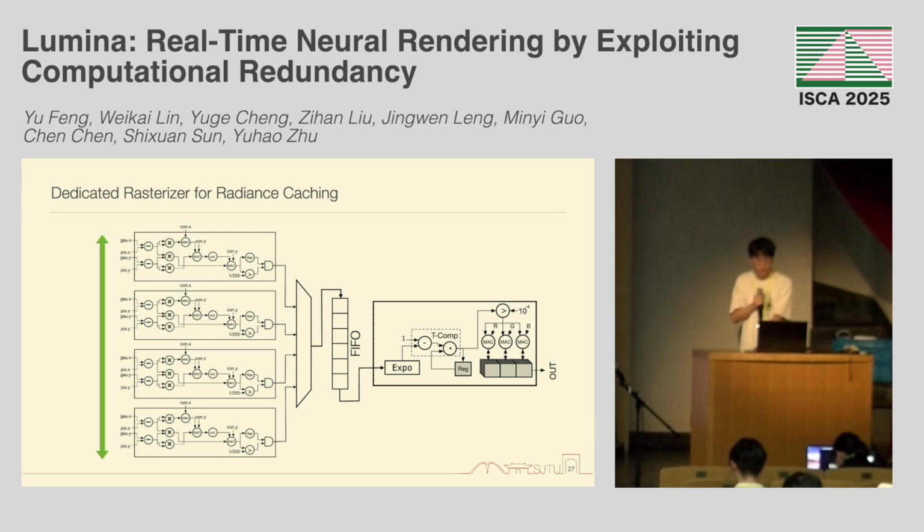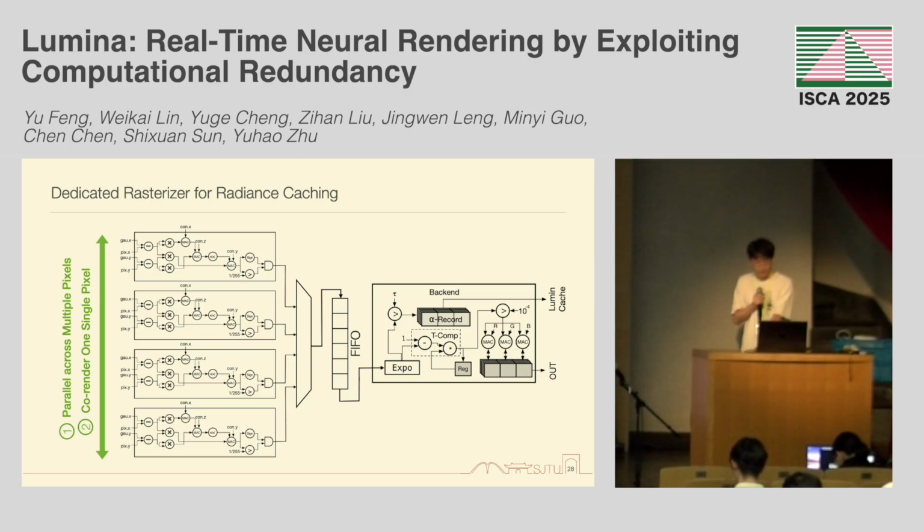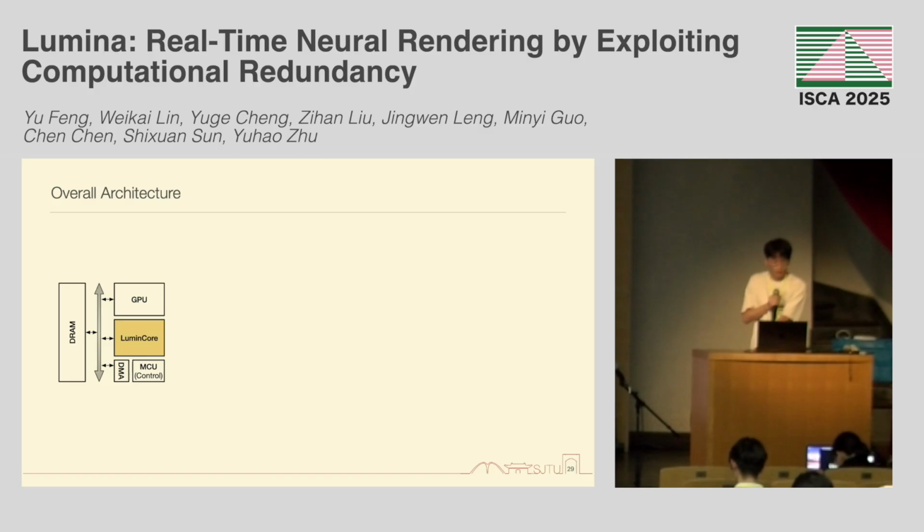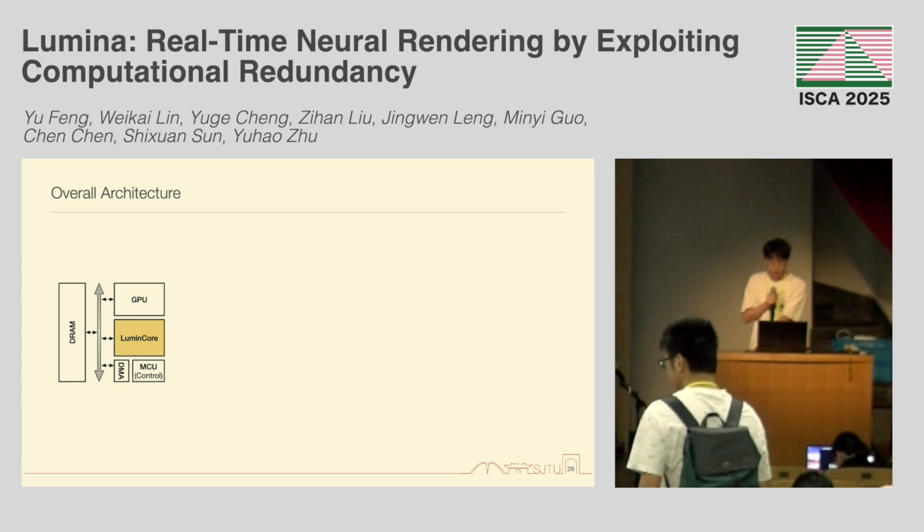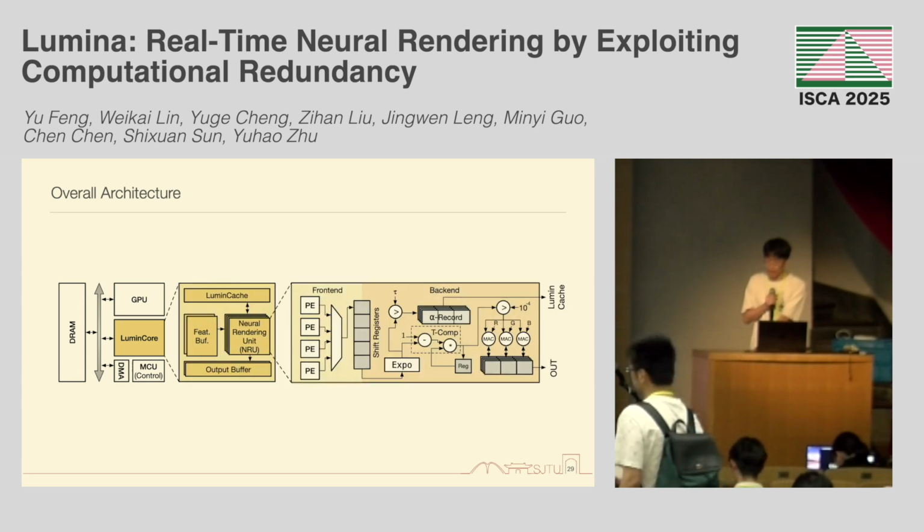And this design has two modes. One is to render multiple pixels in parallel, and the other is to let multiple alpha compute units co-render a single pixel. Meanwhile, we also extend the backend color integration unit with our hardware radius cache. There are some more details in our paper. Please see our paper for more details. And here's our overall architecture design. So on our SoC, we execute rasterization on Lumina core, and the remaining operations are executed on GPU.